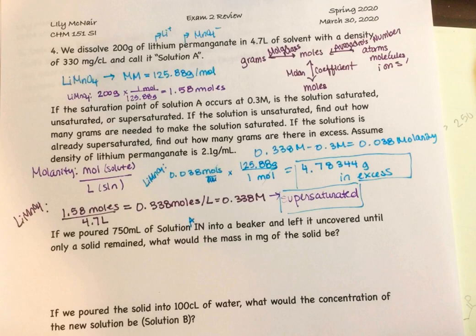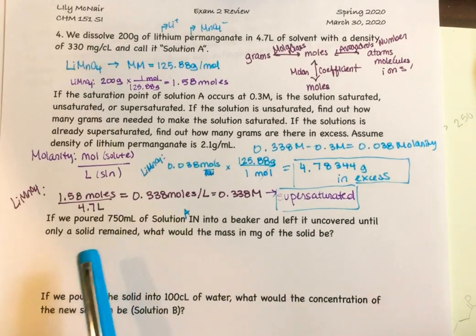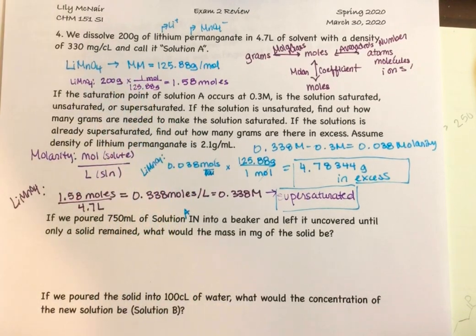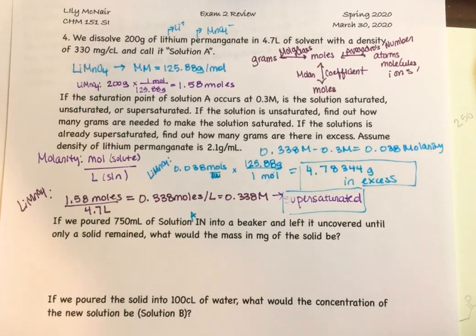Okay. If we poured 750 milliliters of solution A into a beaker and left it uncovered until only a solid remained, what would the mass in milligrams of the solid be? Well, I'm going to give you some time to think about this. If we left it uncovered until only a solid remained, what moles will we be looking at? Because this is still lithium permanganate. We're looking at this, 1.589 moles.